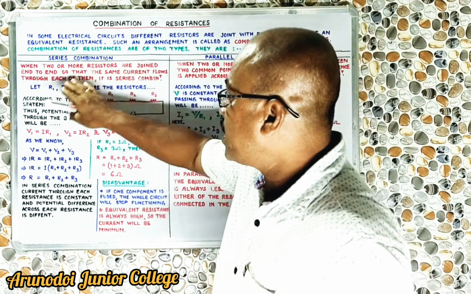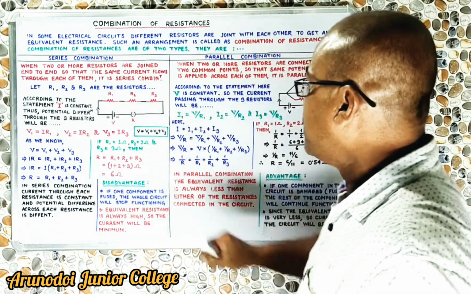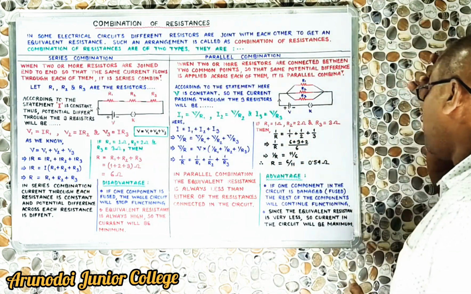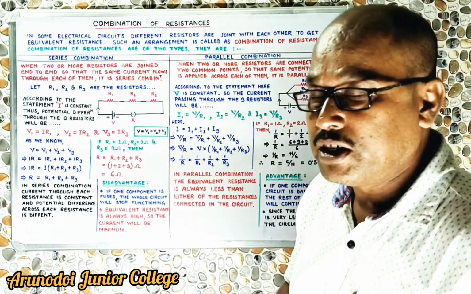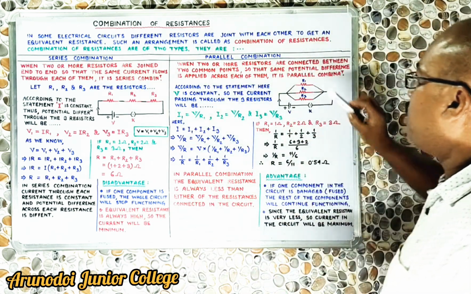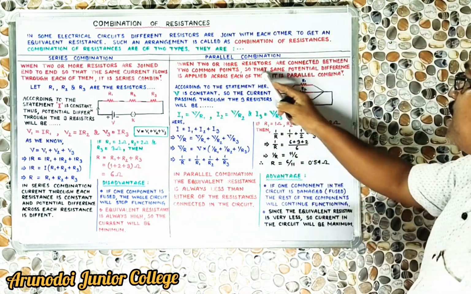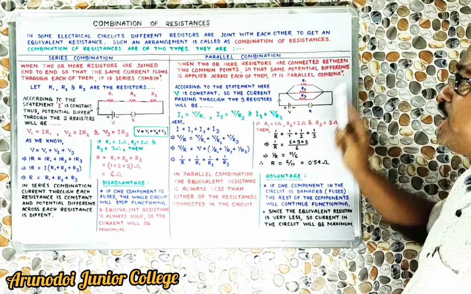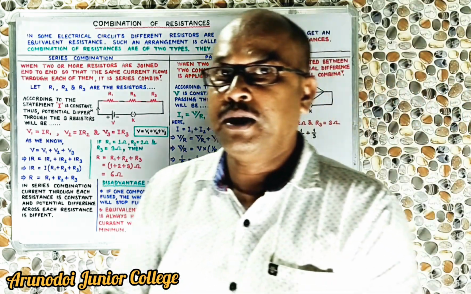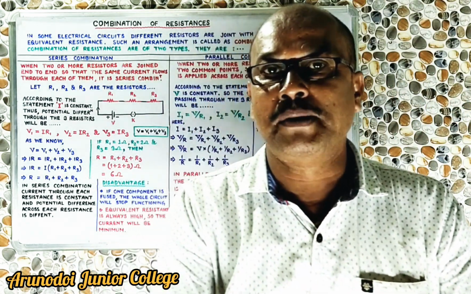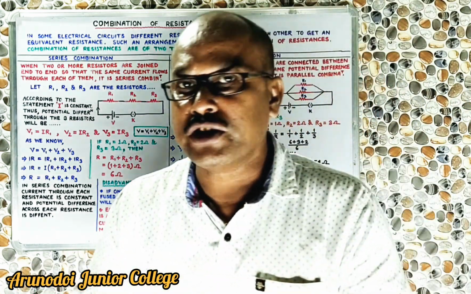So after going through this series combination, now we are coming to the parallel combination. As we have already discussed, in parallel combination we will always have one thing constant, and what is that? The same potential difference will be applied. That means V will remain constant. So the current will change.